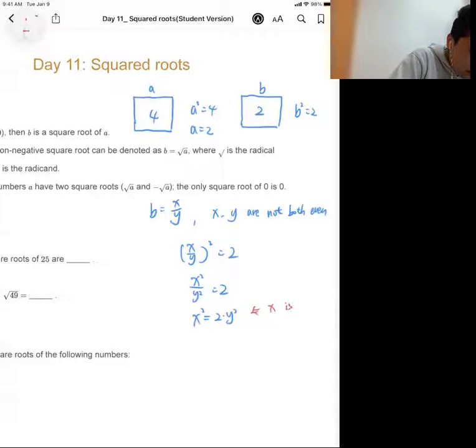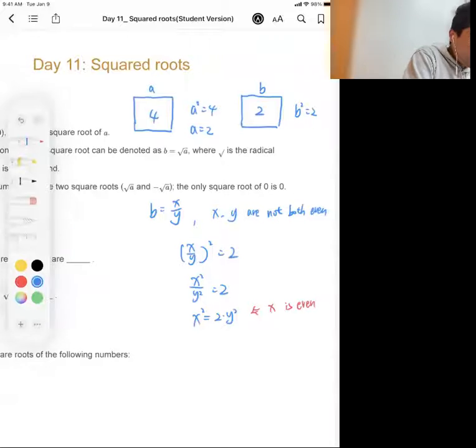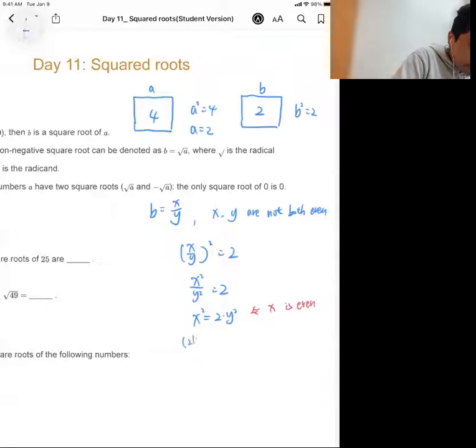X is even. Okay, so that is what we know from this step. And then since x is an even number, why don't we use 2k to represent the x? So k will be another integer, and since x is an even number, we can use 2k to represent the x. And then we also have 2 times y to the power of 2, so we keep the right hand side.